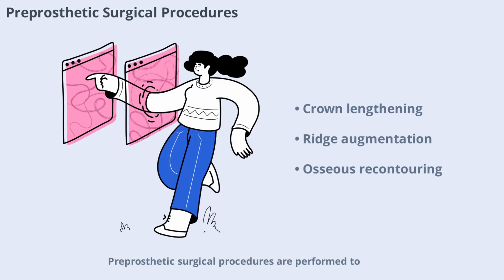Preprosthetic surgical procedures are performed to prepare the mouth for restorative work. Crown lengthening, with or without osseous recontouring, and ridge augmentation are common techniques used to create a stable foundation for prostheses. These procedures ensure that restorations fit properly and function effectively, enhancing both comfort and aesthetics for the patient.